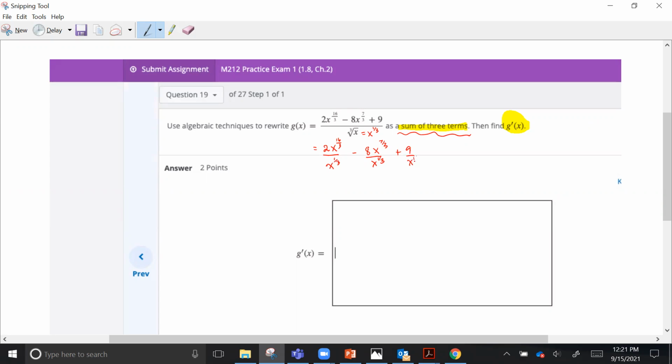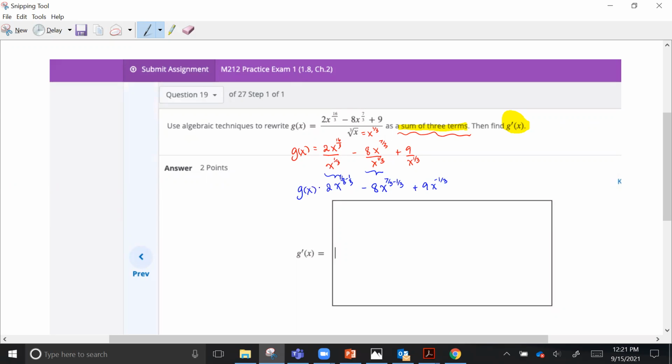At this step, are you guys okay? Okay, and next we are going to adjust or simplify each one of them. When you divide the powers, you have to subtract them. So this will become 2 x to the power 16 over 3 minus 1 over 3. The next term is going to be 8 times x to the 7 over 3 minus 1 over 3. The last one is 9 times x to the power negative 1 over 3, because we have the power rule for the power function.